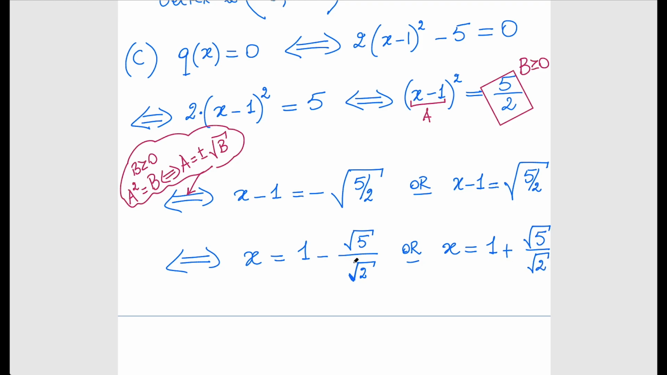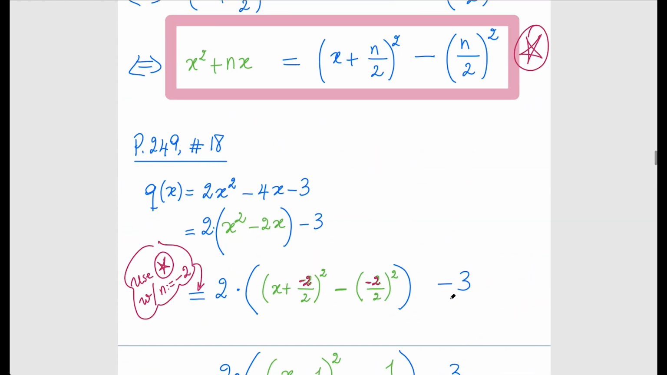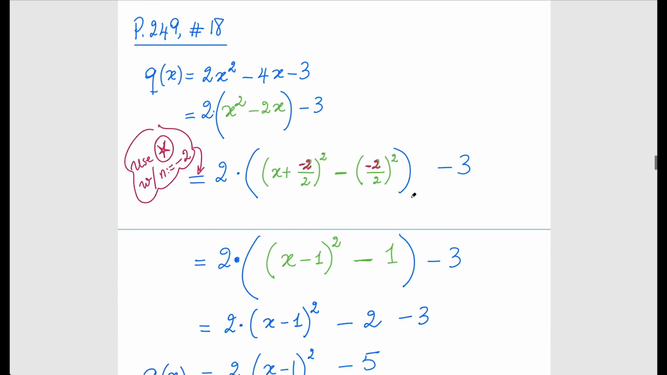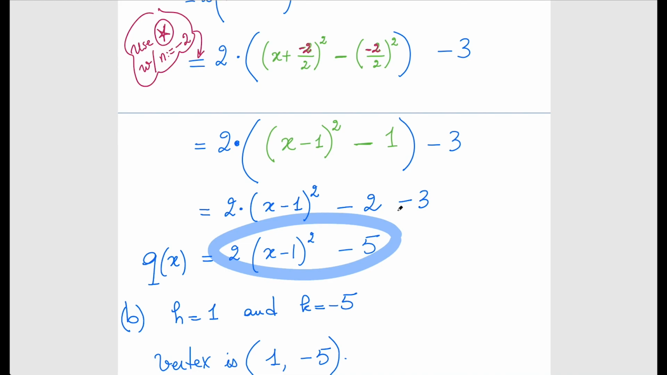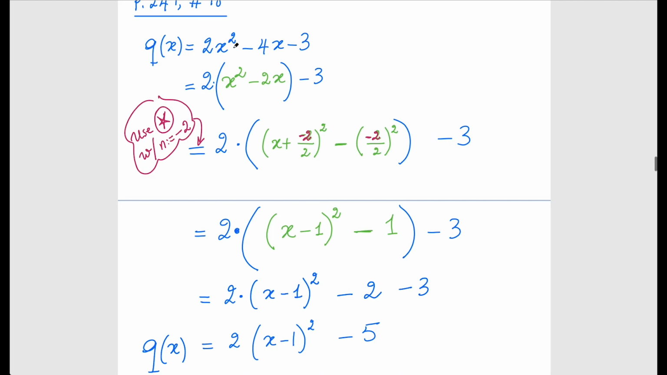Alright, so these are the x-coordinates of the x-intercepts. So I'm going to have two x-intercepts: 1 minus square root of 5 over square root of 2, and another one, which is 1 plus square root of 5 over square root of 2. So, as I told you, you can either use this and set it to equal 0 and solve it using the quadratic formula, or you can set this to equal 0, and this is what I did. Obviously, the answers should be the same. I strongly encourage you to go and find the same answers that we just found using the quadratic formula.